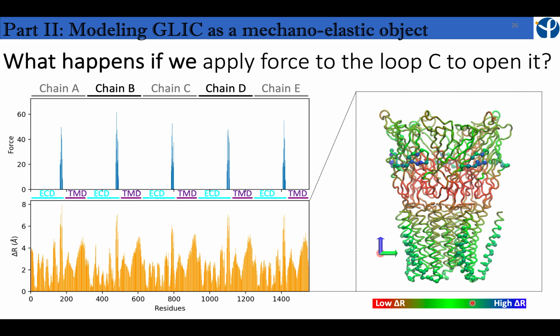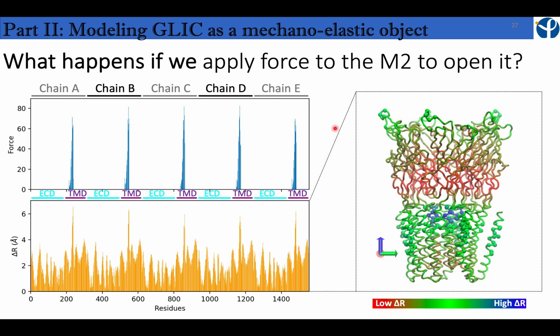Here, the response is in an RGB color scale: red is low response, green is medium response, and blue is high response. So we can see that, for example, if we apply a force to loop C, which is an agonist binding site, the protein responds in the TMD also, not just locally.